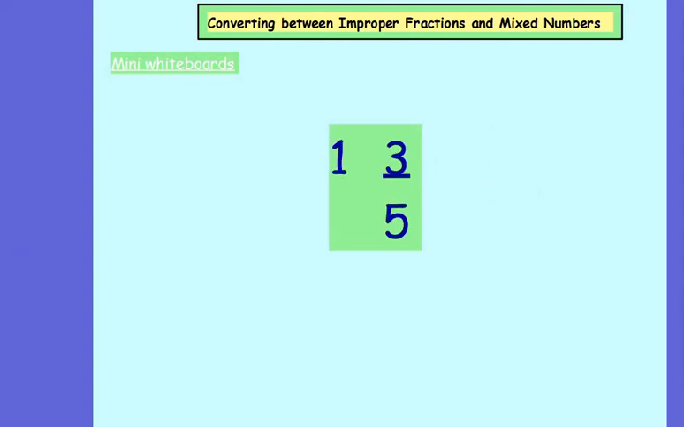How about now, Year 7? Okay, this time we're looking at 1 times 5 plus 3 will give me 8/5. How about now? Lily, help me out. How am I going to do this one? 6 times 5 gives me 30 plus 3 gives me 33/5. Thanks, Lily. And finally, how about this one? 3 times 7 gives me 21, plus 3 gives me 24/7.